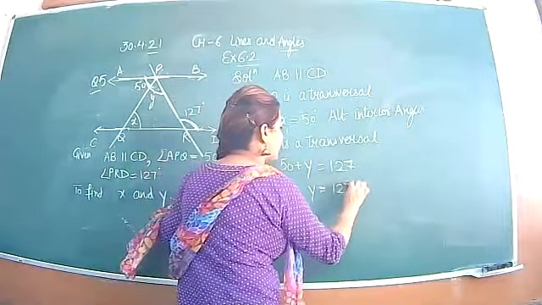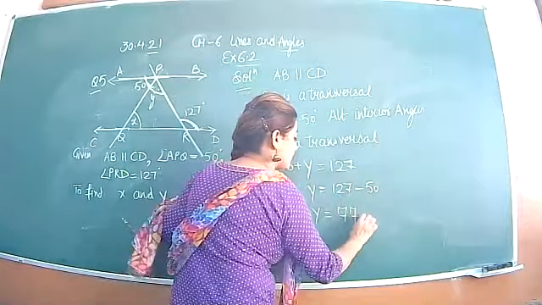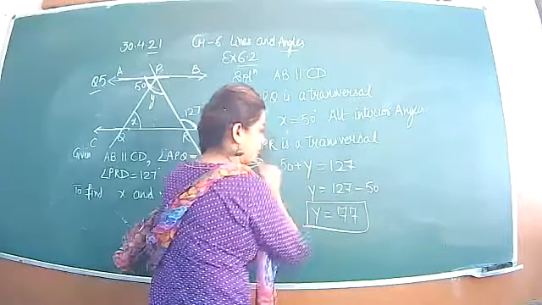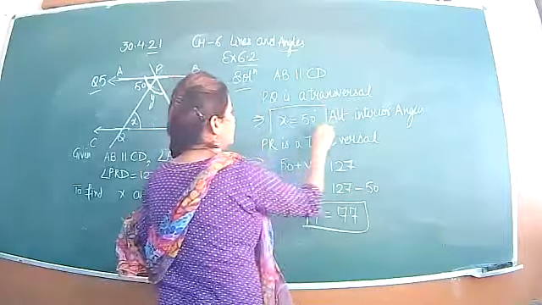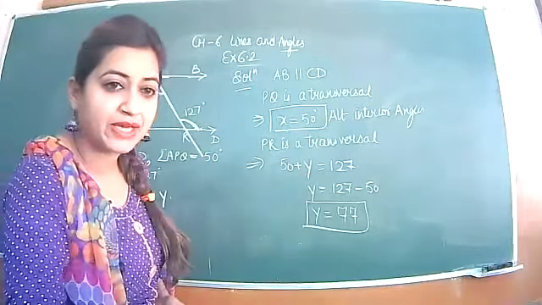Y is equal to 127 minus 50. So y is equal to 77. And this angle x is 50. So we have got the two angles x and y that we have to find.